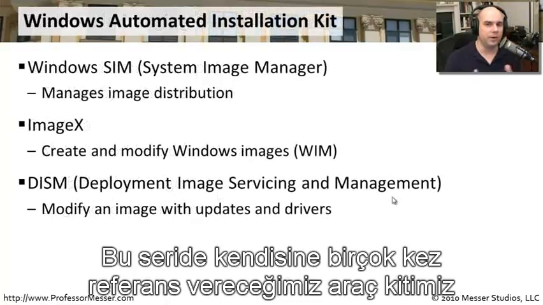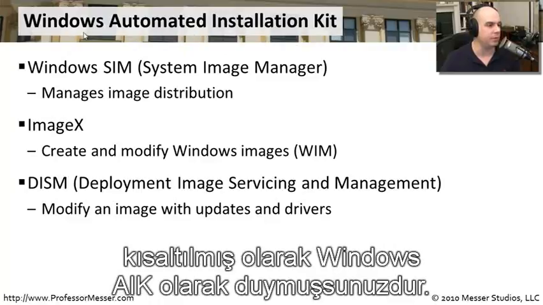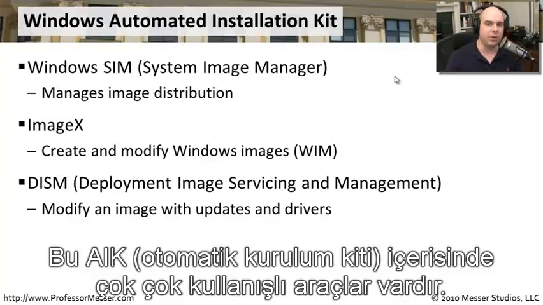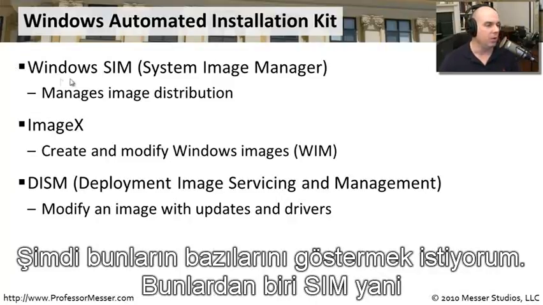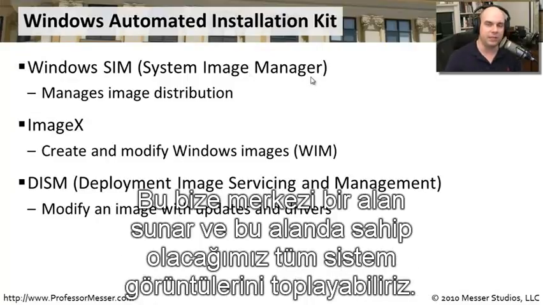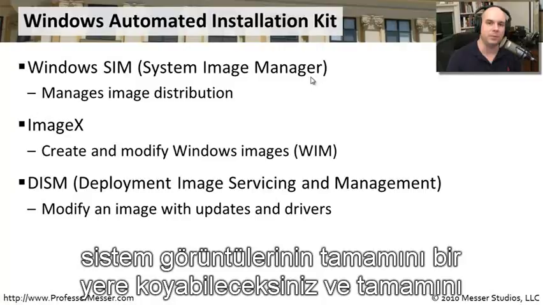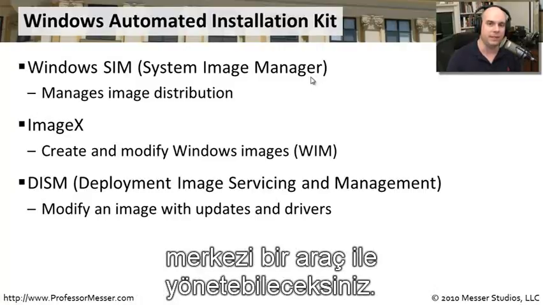A toolkit that we're going to reference a lot in this series is something called the Windows Automated Installation Kit. You'll almost always hear this referred to as the Windows AIK for short. Inside the installation kit are a number of very useful utilities. Let me show you what some of these are. One is called the Windows SIM, or the System Image Manager. This gives us a central place where we can collect all of the images that we're going to have, and you will have more than one image, I assure you. You'll be able to put them all in one place and be able to manage them in this central facility.